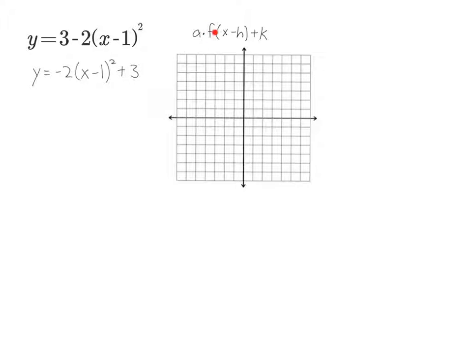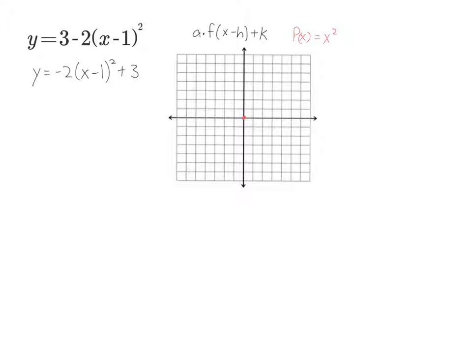Now if you notice, you have a function, and the function is what is happening to this x minus h, and that's getting squared. So my parent function is going to be just x squared, the simplest squared that you can get. Now, x squared looks like this.